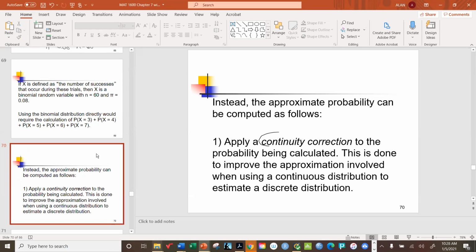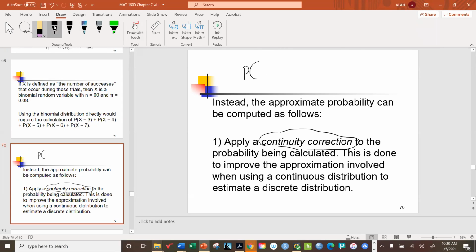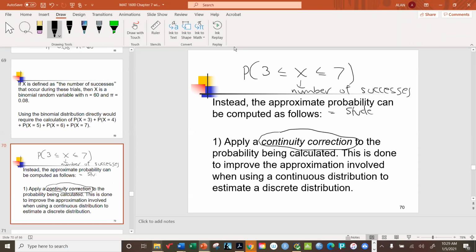What we're trying to do is improve the approximation, because remember, we're using a normal curve to represent a series of bars, and there's bound to be some inaccuracies when we do that. So what we're about to do is designed to help overcome this problem. The interval that we're aiming for is the interval between 3 and 7. Remember, X is the number of successes, which in this case equals students with AB positive blood.